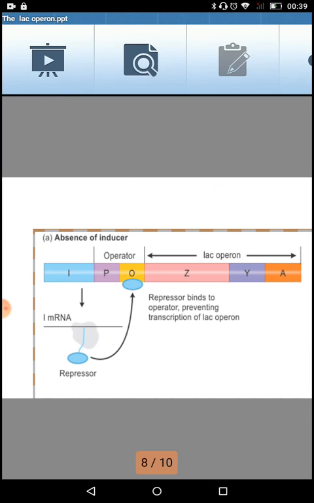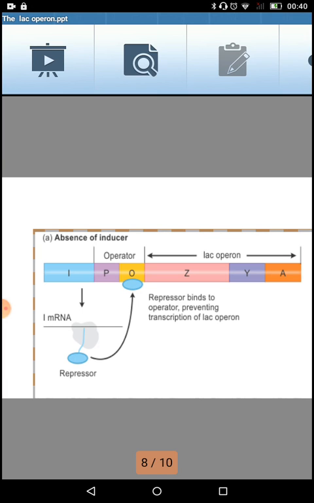That means the repressor has bound to the operator, thus the operator becomes non-functional, and the promoter, which has the RNA polymerase enzyme responsible for the transcription of Z, Y, and A, cannot move ahead. This repressor acts as, you can say, a kind of barrier. It stops the movement of the RNA polymerase. Thus the operon is switched off.